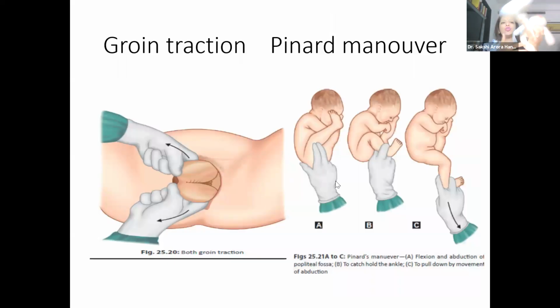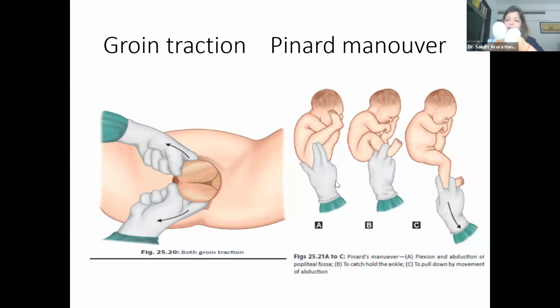So when you have to deliver the buttocks of the baby, most of the times, if the buttocks are flexed, it is very easy to deliver. I'm going to give pressure over here in the groin area and the leg would deliver. This is called groin traction. Groin traction is used for delivery of the buttocks when the legs of the baby are flexed. When the legs are flexed, you simply have to give a little bit of traction and the leg gets delivered.